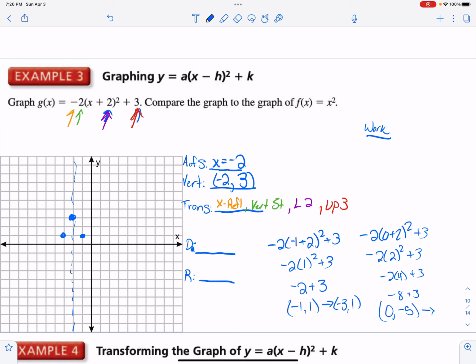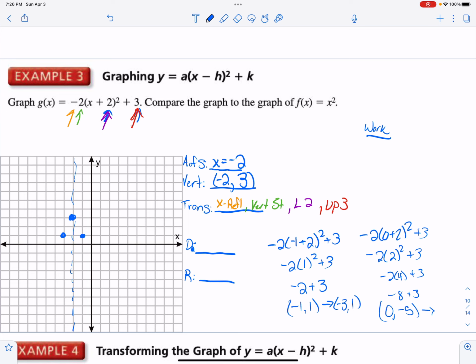Our domain, again, pretty self-explanatory. It's all reals all the time. We can plug in whatever we want. Our range here is y is less than or equal to, because my function opened down, and we get 3 for our vertex there. Okay, but vertex form should always be kind of a shortcut.